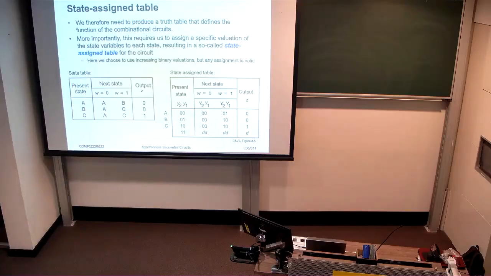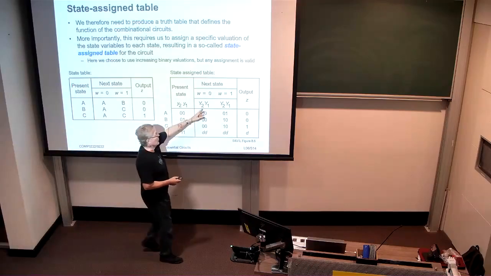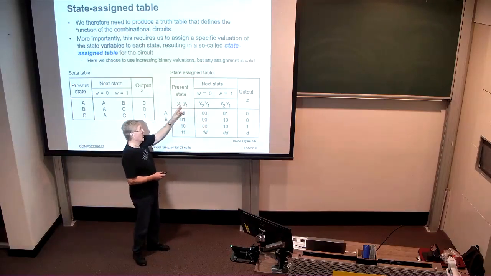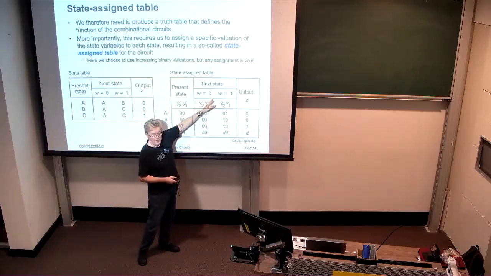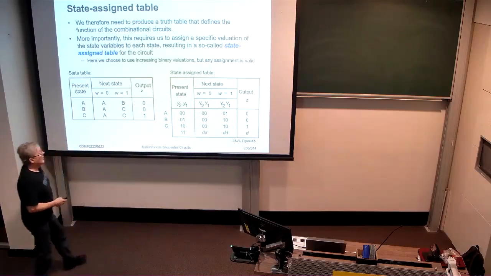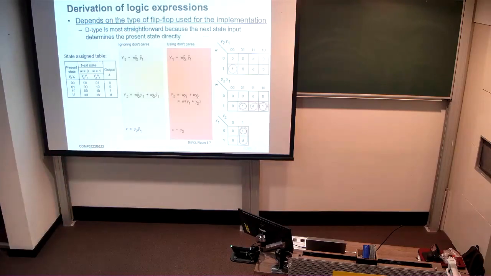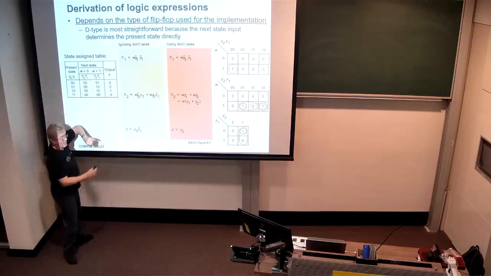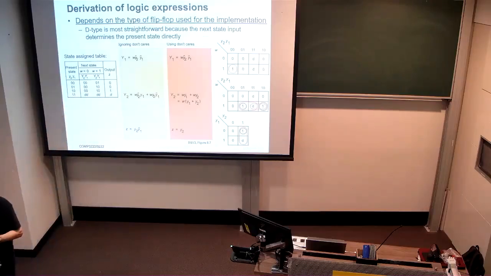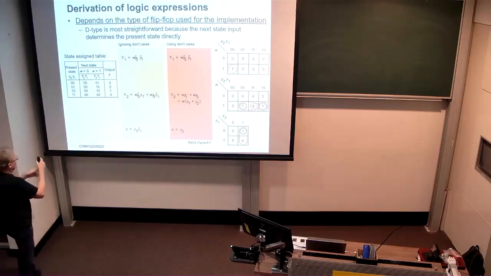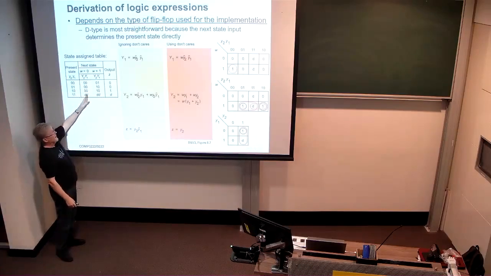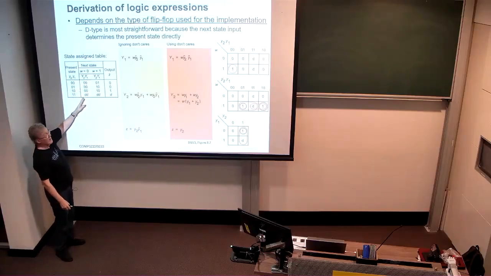But now we have all that we need to determine how the next state variable valuations are determined based on the present state and the input. Okay? So that analysis is done here. Once we have this state assigned table, that allows us to figure out the logic equations that connect the next state values for the state variables with the present state values for the state variables and the inputs.